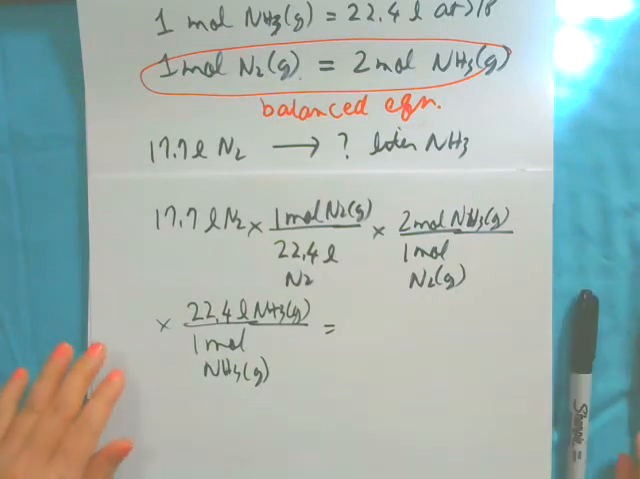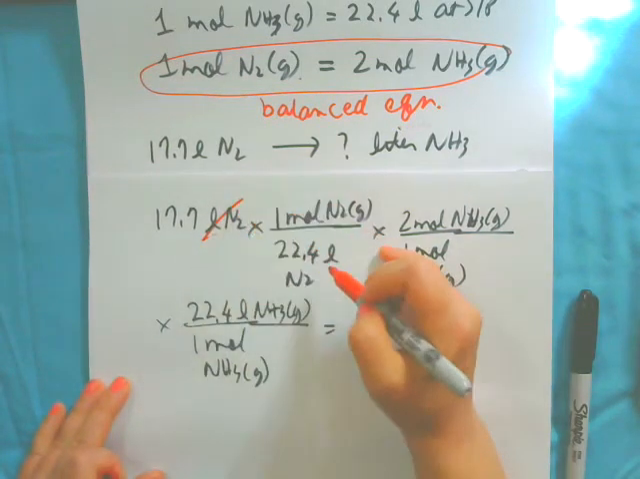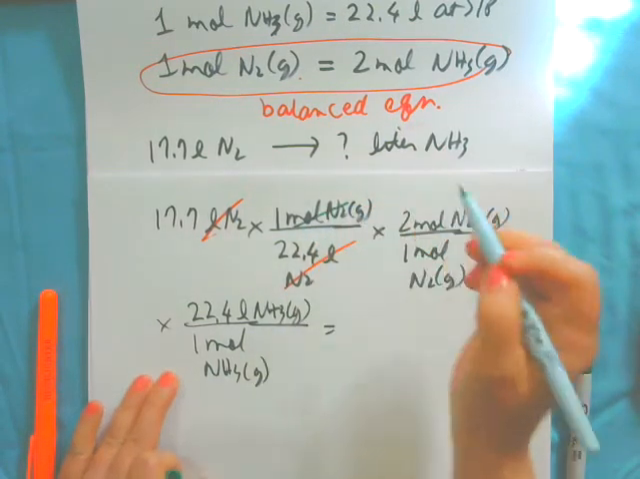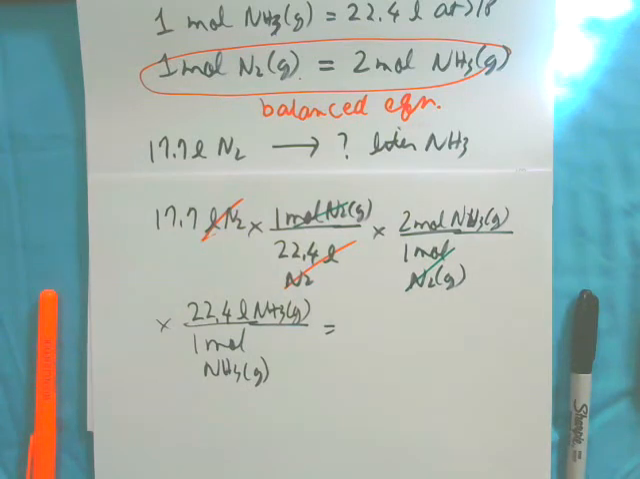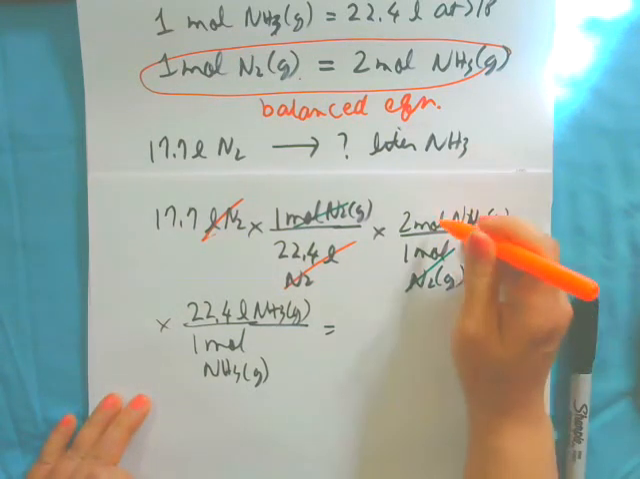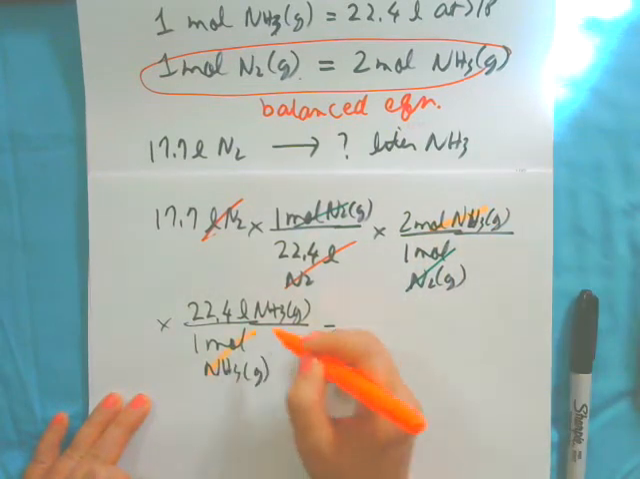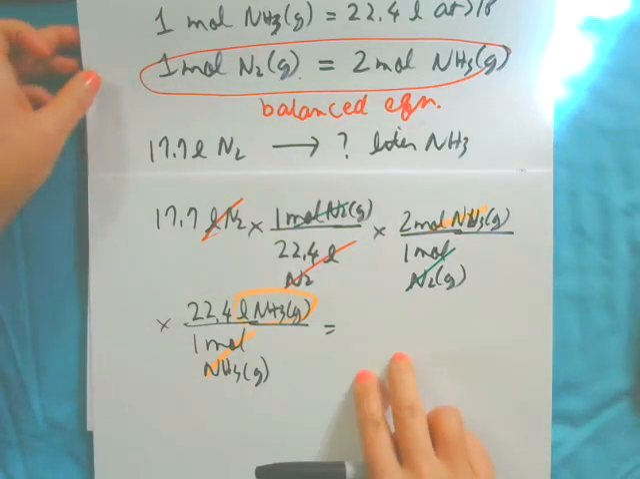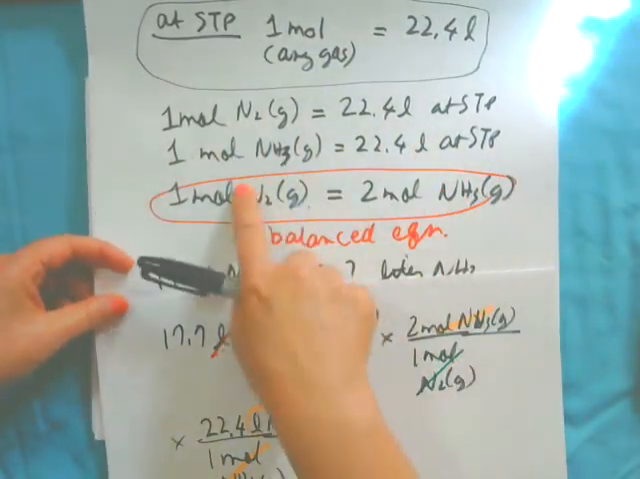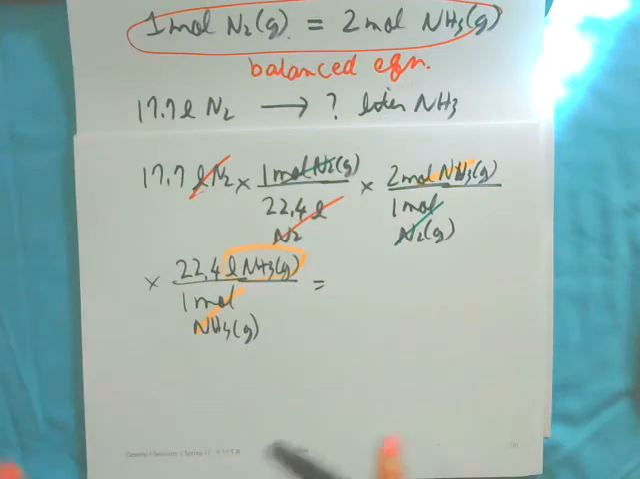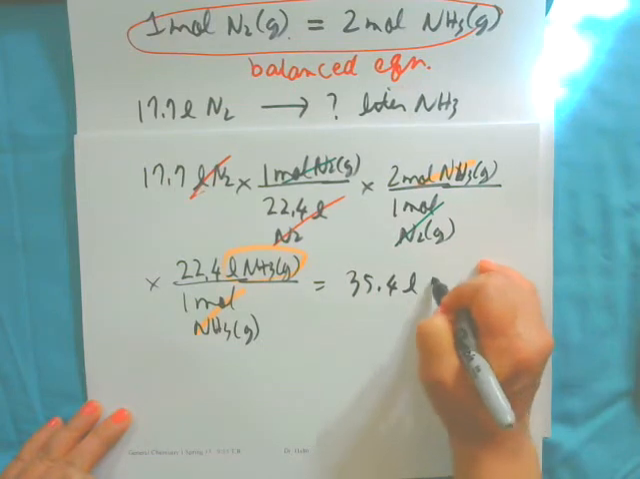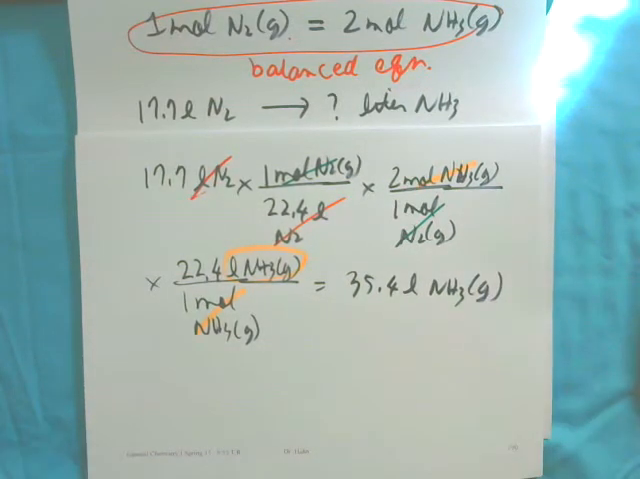Okay, so let's see what we've got here. We've got liters of N2 canceling out liters of N2. We've got moles of N2 canceling out moles of N2. And then we have moles of NH3 canceling out moles of NH3. And the only thing I end up with still left is liters of NH3. So all we have to do is crunch the numbers through. All we did is use our 3 conversion factors up there. We're just going to crunch the numbers through, and we will get 35.4 liters of ammonia gas for our final answer.